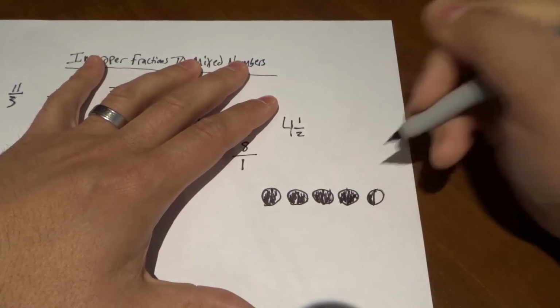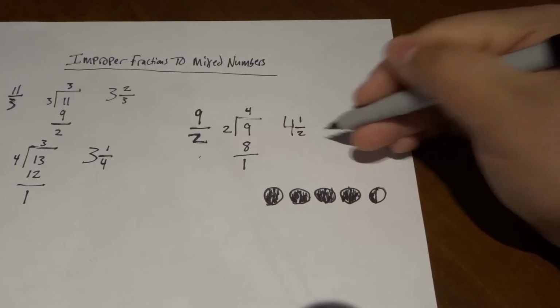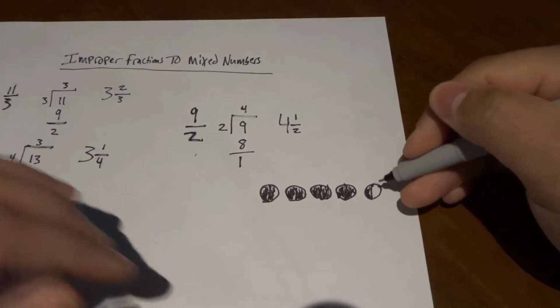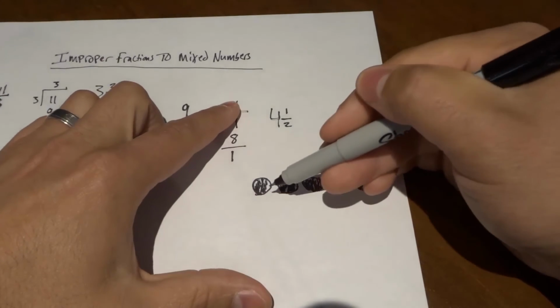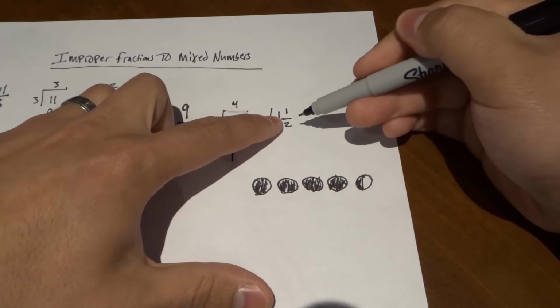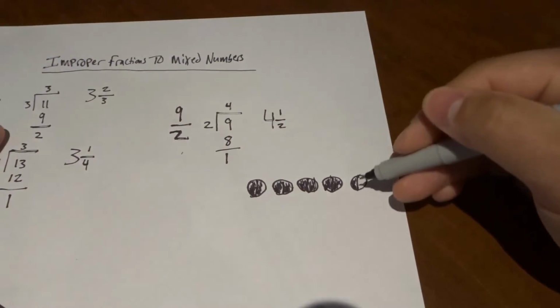And then the final one, we only have 1 out of the 2 parts. So you can see there's 2 parts in this final one, and we only have 1 part. We have 4 wholes, 1, 2, 3, 4, and then for this final one, we only have one out of the two parts, just like that.